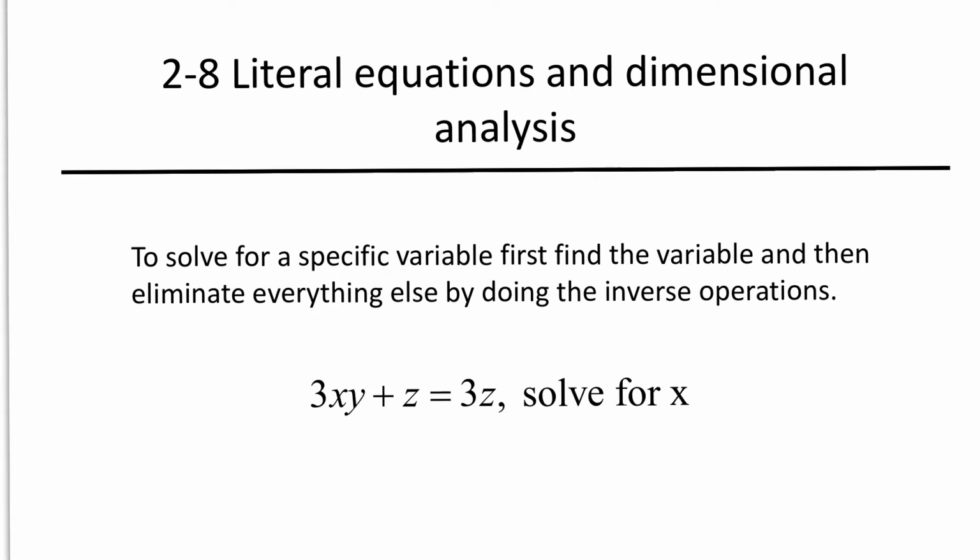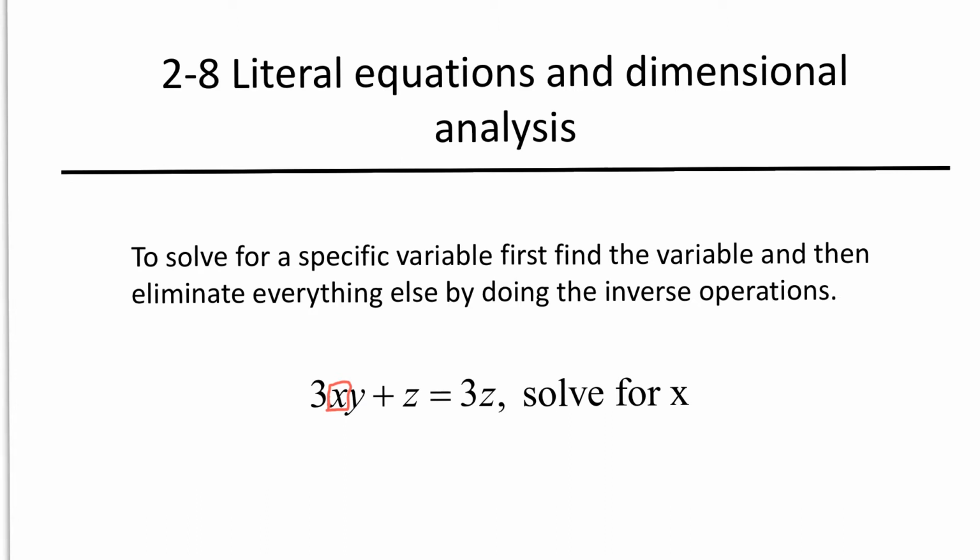So here the example says 3xy plus z equals 3z. We want to solve for x. So notice that we have different variables x, y, and z, and then we have another z on the right side of the equal sign. So when you look for the specific variable, it says here solve for x. Well, the x is right here, and I'm going to put a box around that because that's the variable that we want to get by itself.